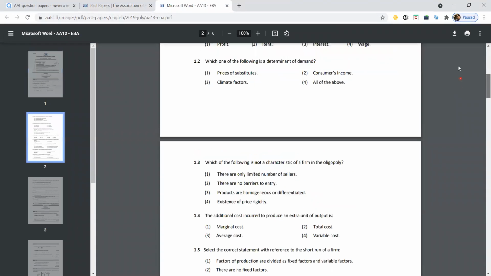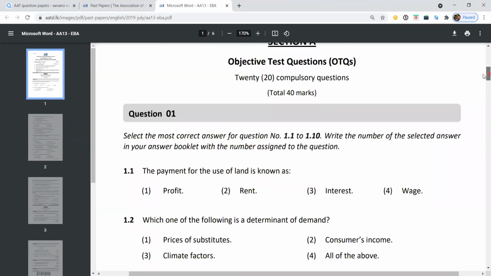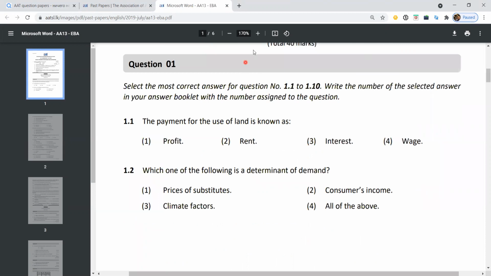This is a 2019 July paper. So the payment for use of land is called rent. Which of the following is a determinant of demand? All the factors we understood: price of the good, price of substitutes, income, taste and fashion. All the factors will determine demand for a good.